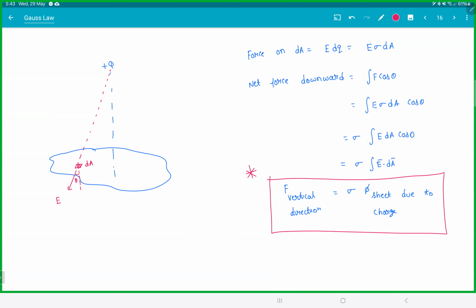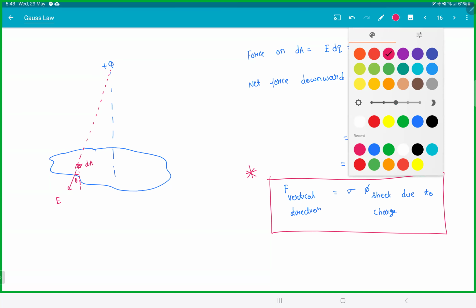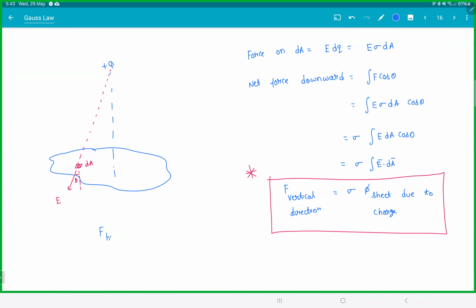Any doubts on this? So the horizontal component turns out to be F sine theta, which is integral E sigma dA sine theta. We cannot calculate this. Clear?